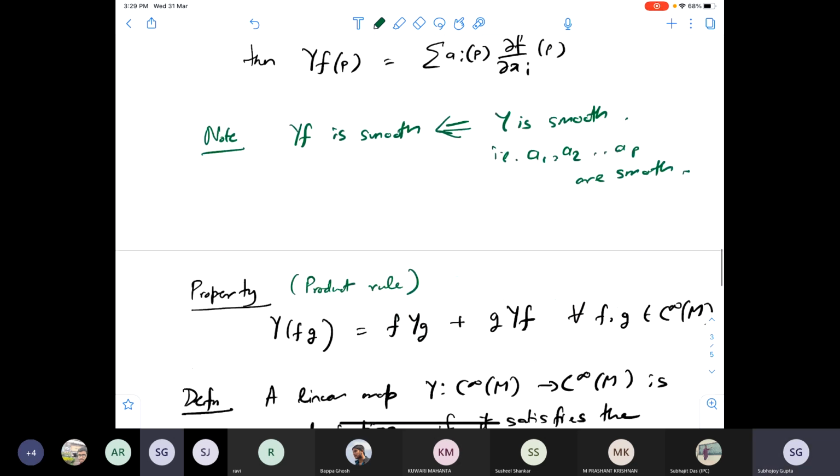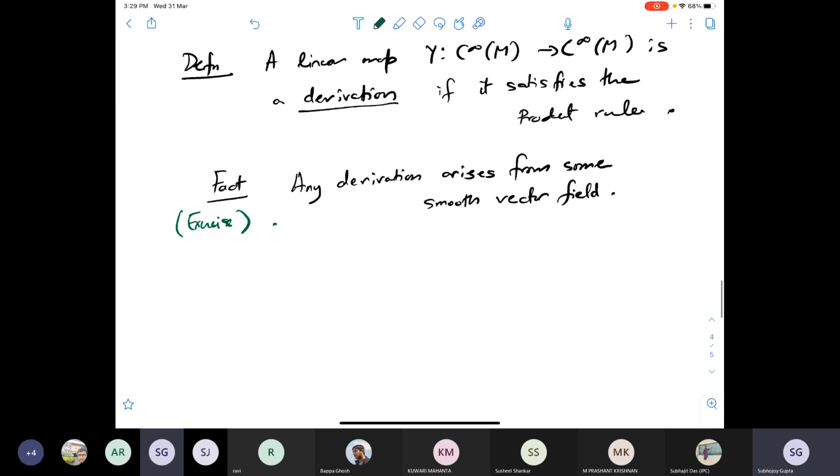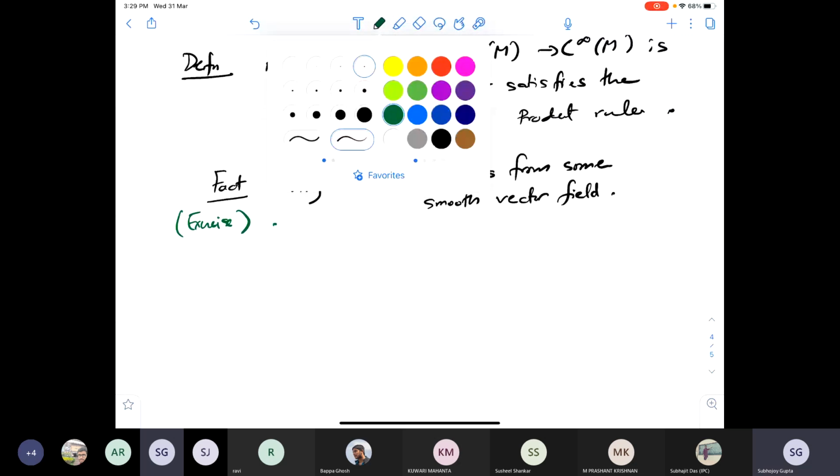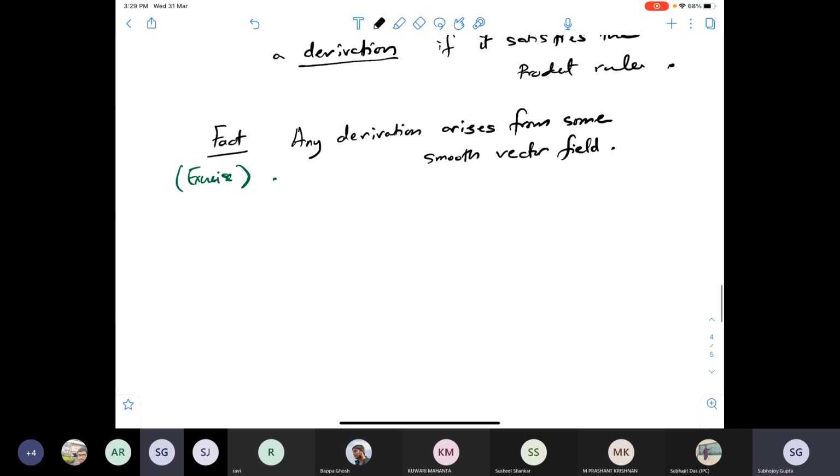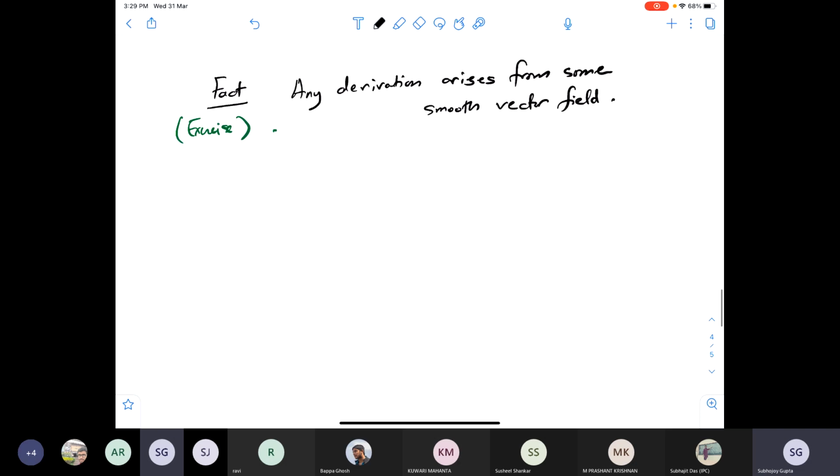Now the other thing that you can do with vector fields, like we did for tangent vectors, is push forwards. So let me now come to that. Push forwards of vector fields.